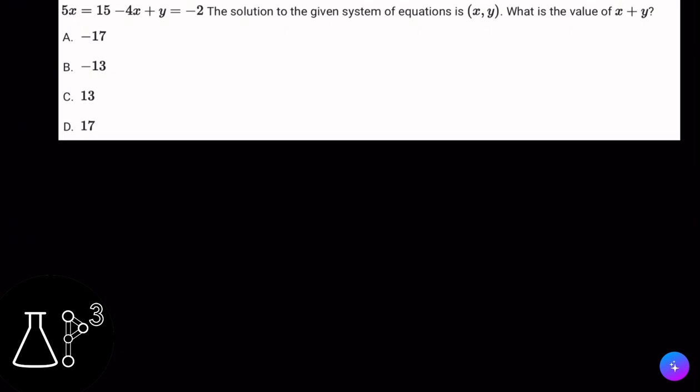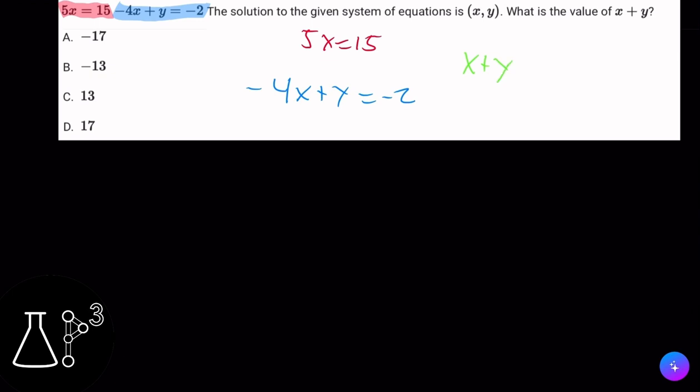So I'm given two equations, like I said. 5x equals 15 and negative 4x plus y equals negative 2. So let me rewrite that to the corresponding highlighting colors that I put. So 5x equals 15, and then I have negative 4x plus y equals negative 2. And we're looking for the value of x plus y.